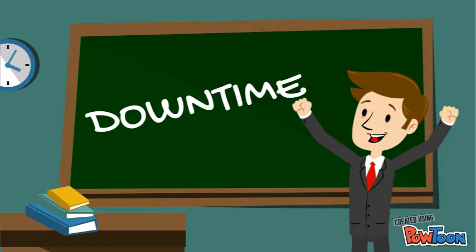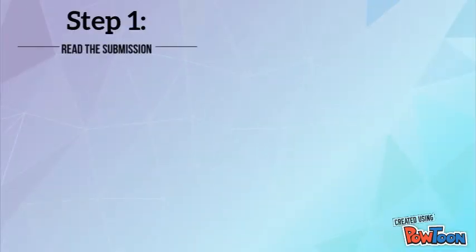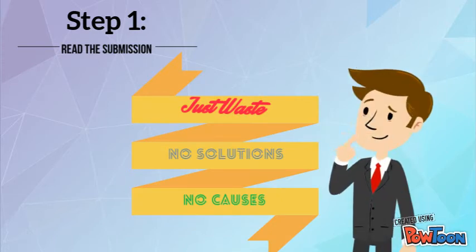Now that we know the 8 wastes we are looking for, let's go through how to use the board. Step 1. Read the submission. Verify that the waste observation contains just waste, no solution, and no causes.